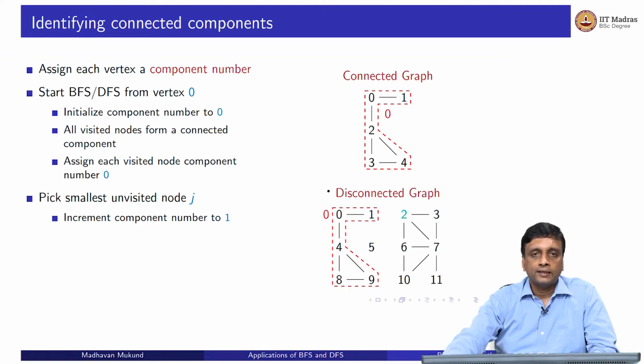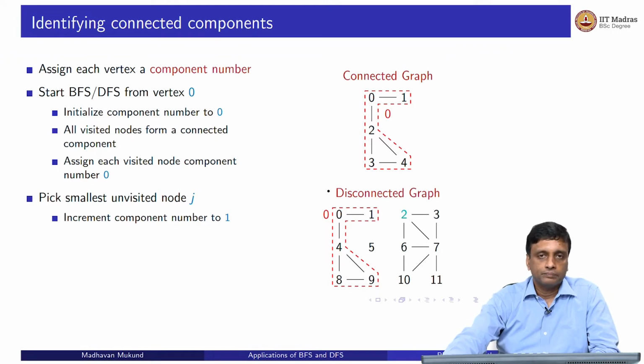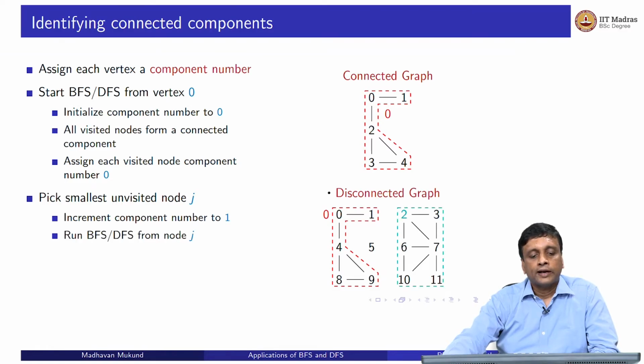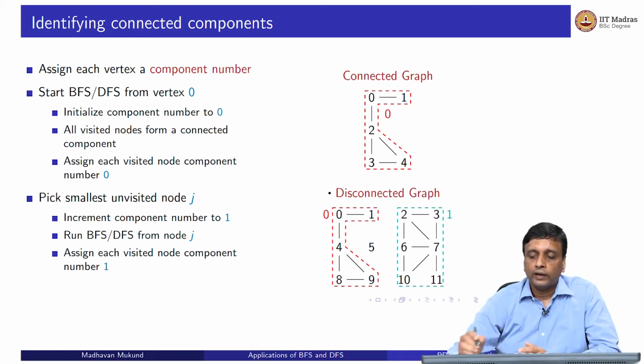So, before I start this I will increment the component number. I will say now whatever I can reach from 2 belongs to component number 1, not 0, because 0 was whatever I could reach in the first DFS. So, I run BFS or DFS from vertex 2 in this case and I will get all these 6 vertices, and they will now all have a component number 1 attached to them.